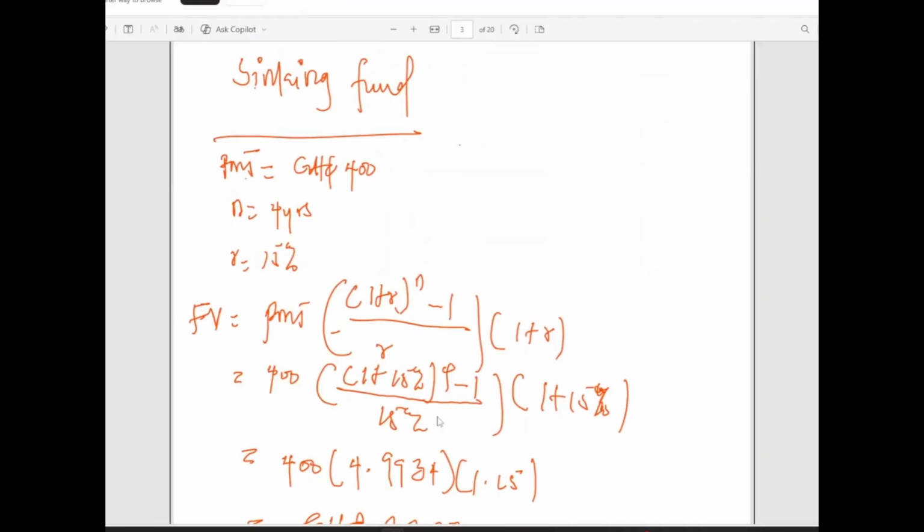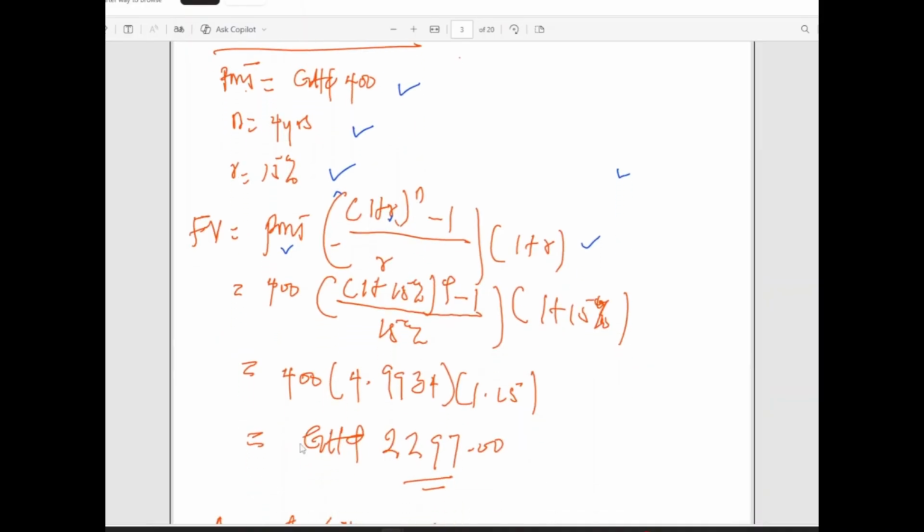So from the question, we know that our periodic deposit is 400 Ghana cedis, for 4 years at an interest rate of 15%. And we know that our future value is equal to our periodic payment times ((1 + r)^n − 1) all over r, right? But in this case, because the payment is done at the beginning of the year, it means that you have to still multiply it by (1 + r), because it will have one additional year of interest. So we can now fix in our values.